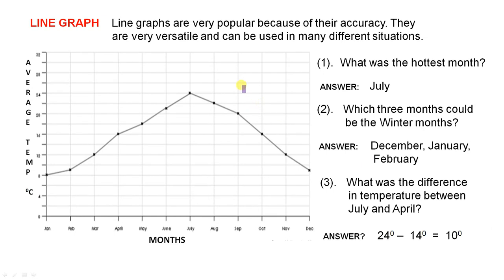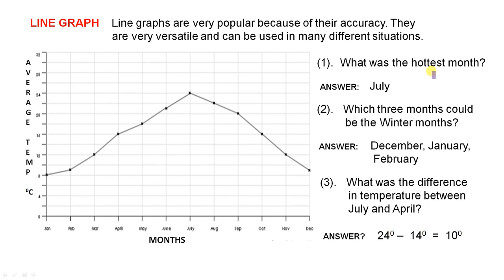Finally, we have the line graph. Line graphs are very popular because of their accuracy. They are very versatile and can be used in many different situations. Here is a line graph from January to December, and it shows the temperature for each month. That is the average temperature for each month.